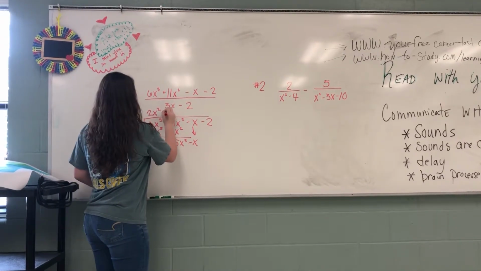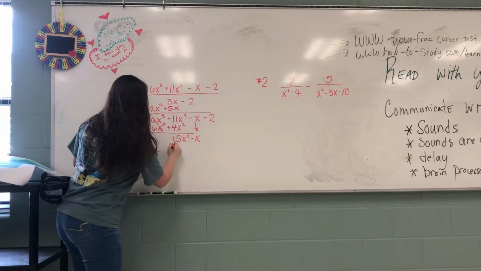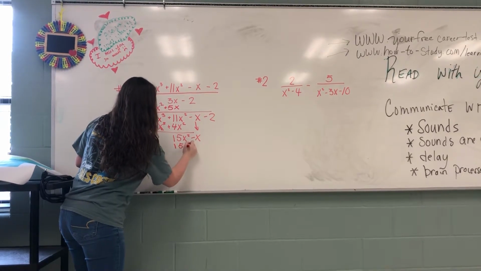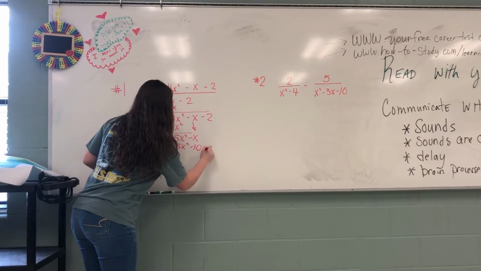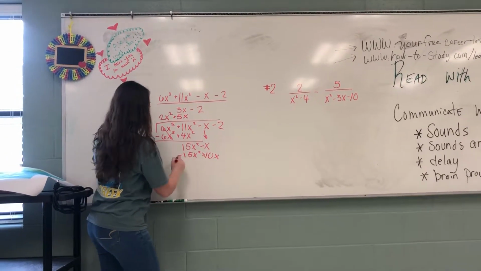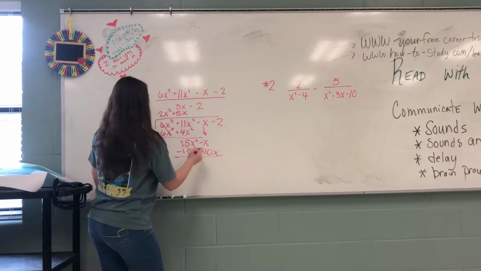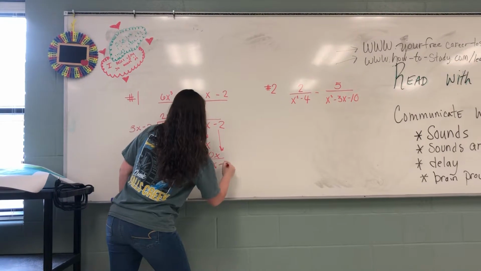So you're going to put 5x up here. And then 5x times 3x is 15x squared. And then 5x times negative 2 is negative 10x. Then you're going to add the opposite, so you change your signs. So now this cancels out, and now you have 9x. Now you bring down your last term.